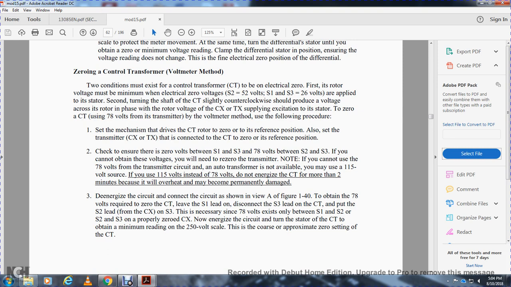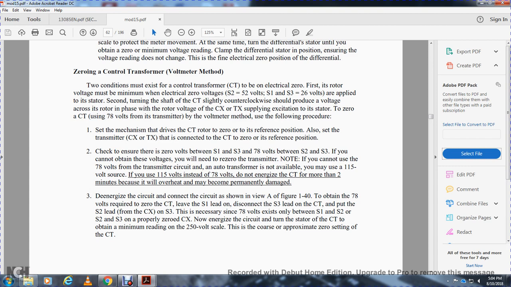Second, turning the shaft slightly counterclockwise should reduce the voltage across the rotor. The control transmitter, torque transmitter supplies the existing section of the stator. To zero the control transformer using 78 volts with the voltmeter method, use the following procedure.